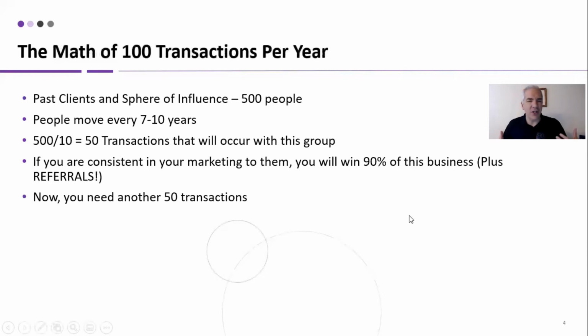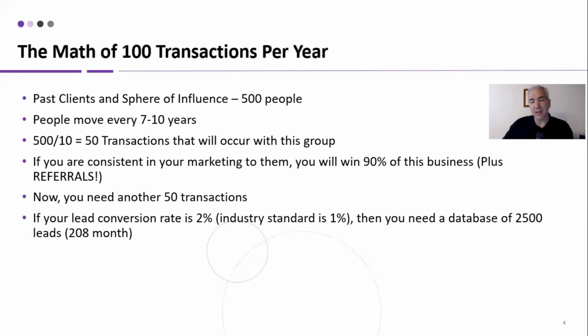So now the question is, if we've done that and we've captured most of that or all of that, most of those 50 transactions, then to get to 100, we need 50 more transactions to come from somewhere. And where this comes from is this comes from our marketing efforts like you saw on the last slide.